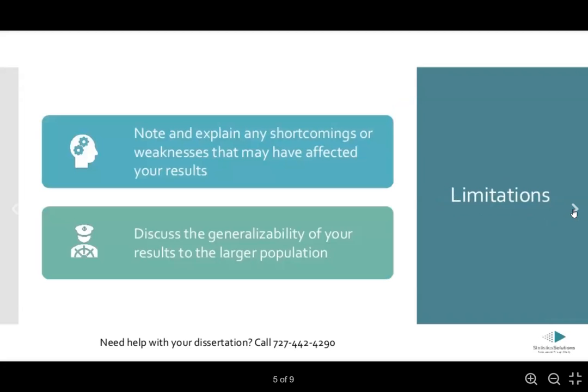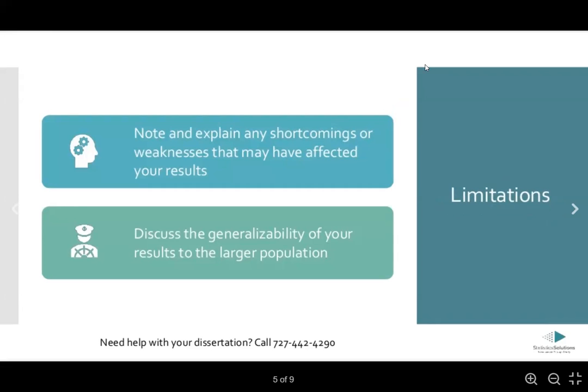Next, you will want to talk about the limitations. For this piece, I recommend referring back to your original proposal. Typically in that proposal, you would have outlined or anticipated any limitations for your study. So that might be a good starting point to give you ideas for this section here.